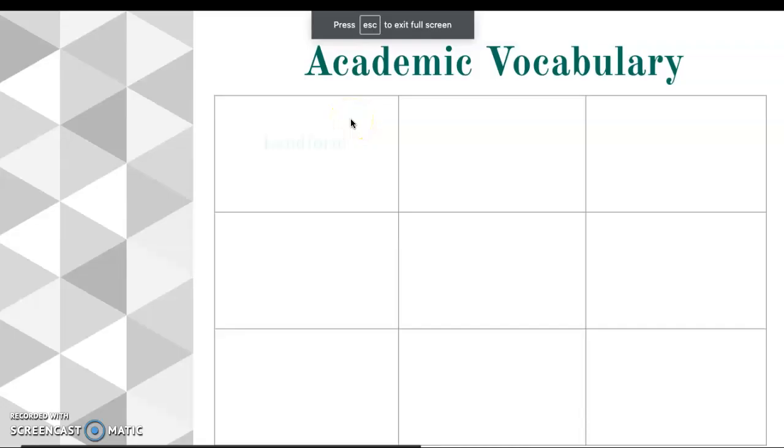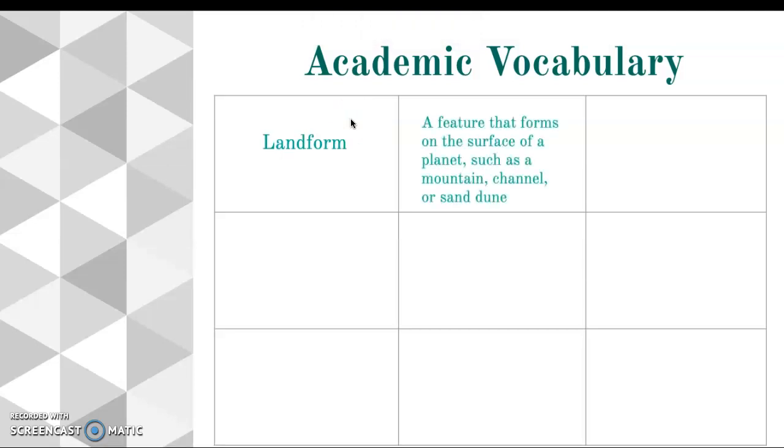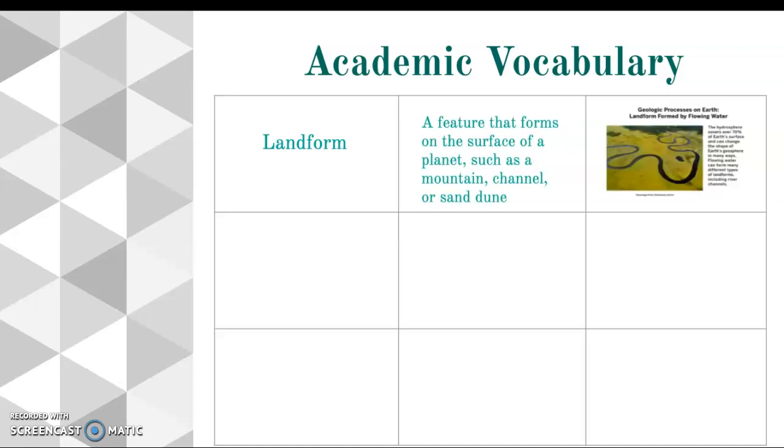Alrighty, at this point, you should already have added these 3 new vocab terms to your vocab notebook. But if you haven't, go ahead and take some time to enter landform. Make sure you say the word out loud so you know how to pronounce it. That goes in the upper left-hand corner. Your definition goes in the upper right-hand corner.